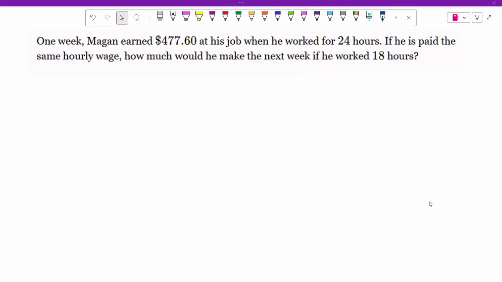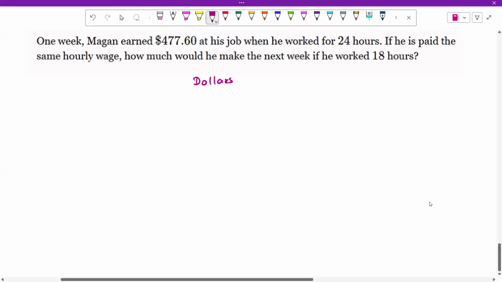1 week Morgan earned $477.60 at his job when he worked for 24 hours. If he is paid the same hourly wage, how much would he make the next week if he worked 18 hours? So we got dollars, money in dollars, right? I'm just writing dollars here.